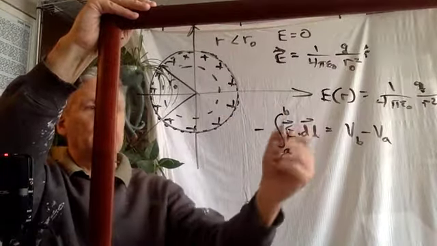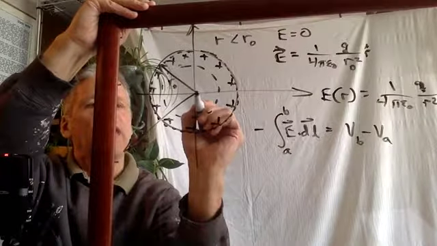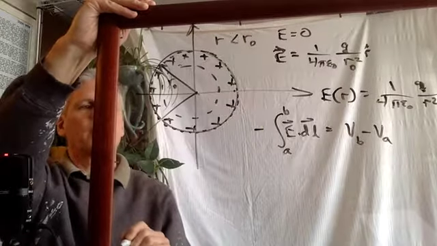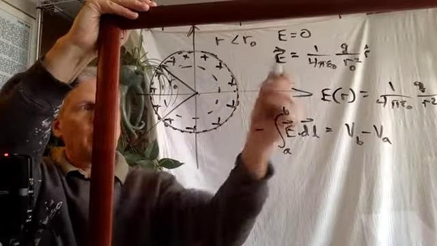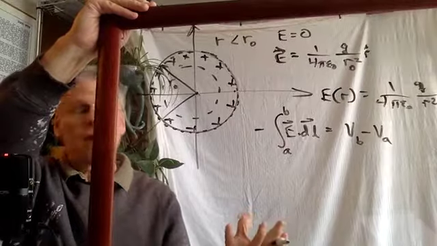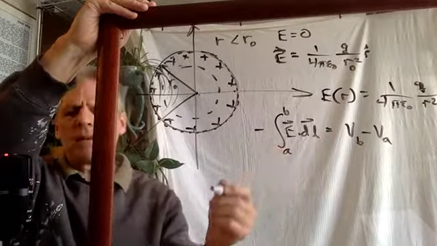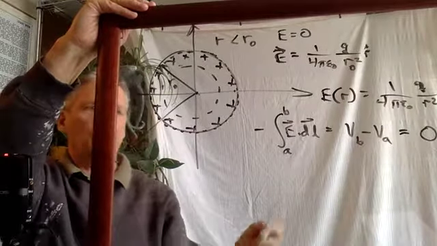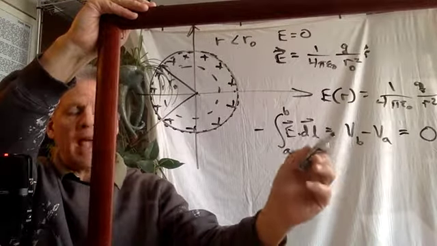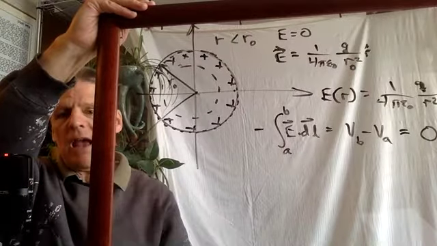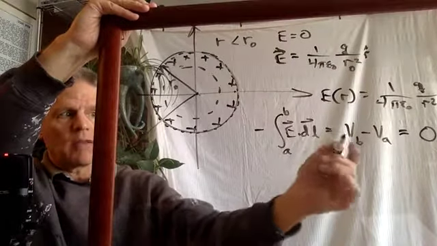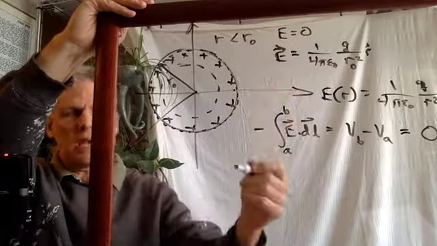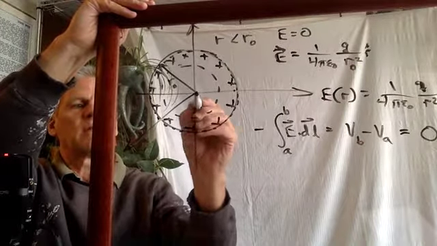Okay, so now let's just go ahead and look at this. What if we have a point A right here and a point B that's just inside that surface there? What is E dot dl? Well, E equals 0, so E dot dl is equal to 0. Well, what does that mean? That means that this is equal to 0 in that region. Does it say anything about what the absolute value of VB and VA are? No, it doesn't. The only thing it says is that they are equal to each other. VB and VA are equal. They have the same value inside this sphere.